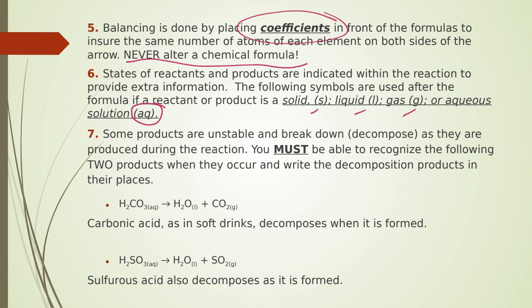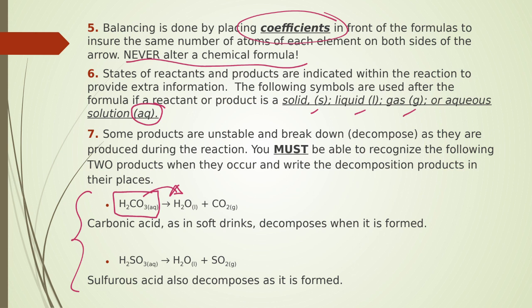Number 7, some products are unstable and then they'll break down or decompose as soon as they are produced in a reaction. So there are several compounds that do this, but in our course, you need to know these two right here. Okay, so there will be a time where you are dealing with chemical reactions, so maybe a double displacement reaction, and you form carbonic acid. Okay, so you write the word or the formula for carbonic acid on a product side, and then you have to know that immediately, as soon as that compound gets formed, it will decompose immediately into 2 other products.